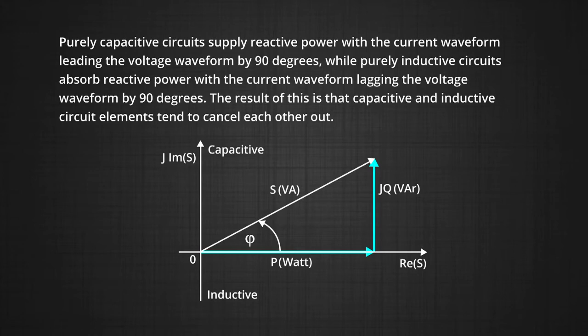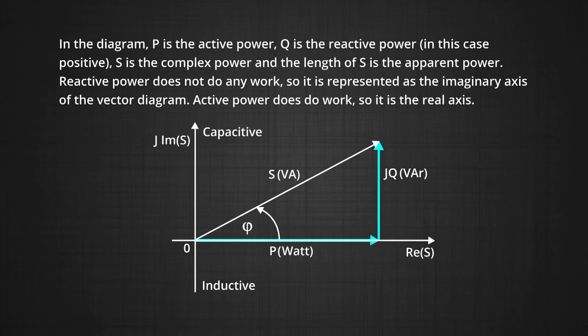That is, the result of this is that the capacitive and inductive circuit elements tend to cancel each other. Here we can see how this power can be represented in the phasor diagram. In this diagram, P is the active power, Q is the reactive power, which in this case is positive. S is the complex power, and the length of S is the apparent power.